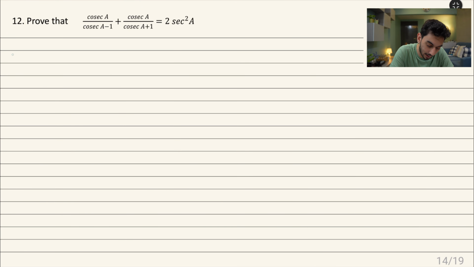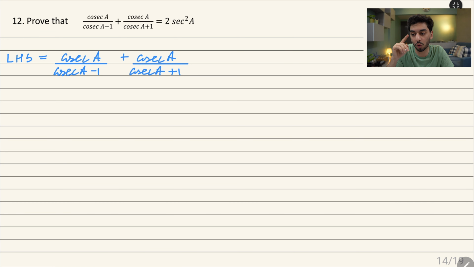Obviously I'll be starting with my left hand side. So the left hand side says cosec A upon cosec A minus 1 plus cosec A upon cosec A plus 1. No powers, so no trigonometric identities, no algebraic identities. I surely have two fractions which I can cross multiply, but just to make life a slightly bit easier for me, I will factor out cosec A from the numerator, and then I'll move ahead with my fraction cross multiplication.